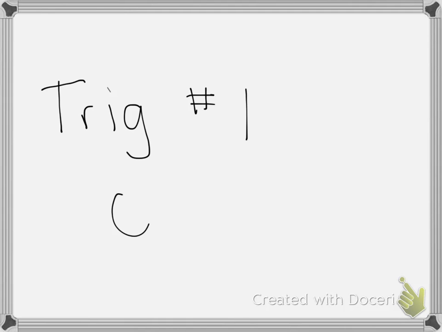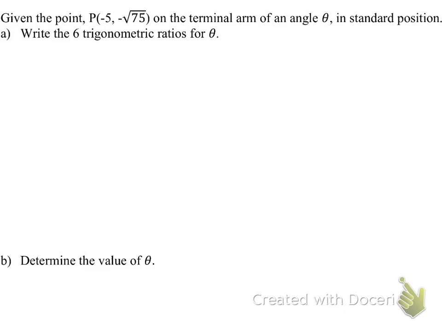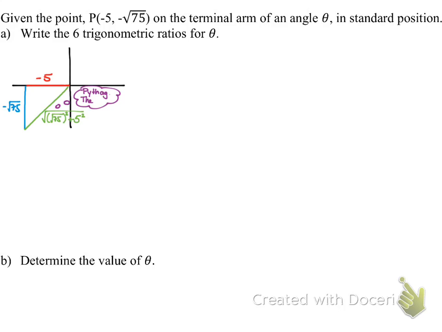So what we're going to do is look at that trig number 1 quiz. Given a point on a terminal arm, figure out the ratios. First we'll draw the diagram. So x is -5, y is -√75, and we have a hypotenuse. We figure out the length of the hypotenuse from the Pythagorean theorem, right? And that simplifies to 10.